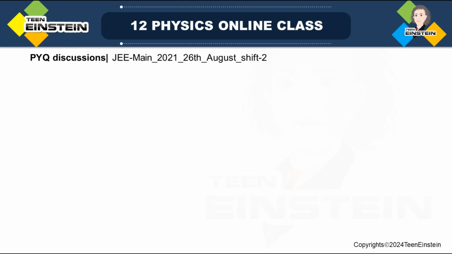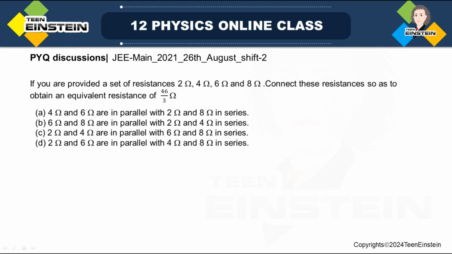Okay, next let us try to solve this. This question says, if you are provided a set of resistances 2 ohm, 4 ohm, 6 ohm, then 8 ohm, connect these resistances so as to obtain an equivalent resistance of 46 by 3.